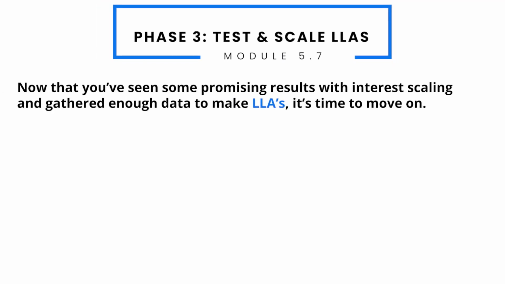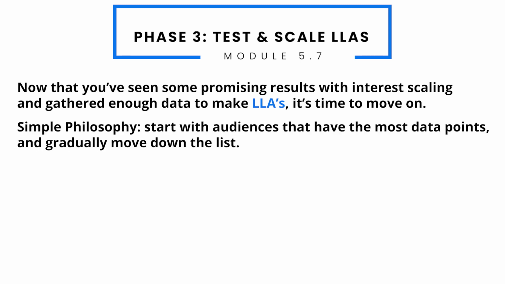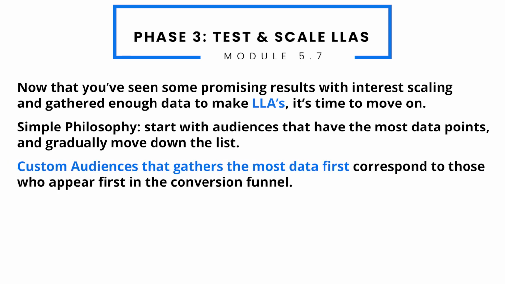Now that you've seen some promising results with interest scaling and gathered enough data to make lookalike audiences, it's time to move on. The philosophy with our lookalike audience testing is pretty simple. We start with audiences that have the most amount of data points and then gradually move down the list. The custom audiences that will have gathered the most data first will usually correspond to those that appear first in the conversion funnel. So we test our lookalikes in this sequence.